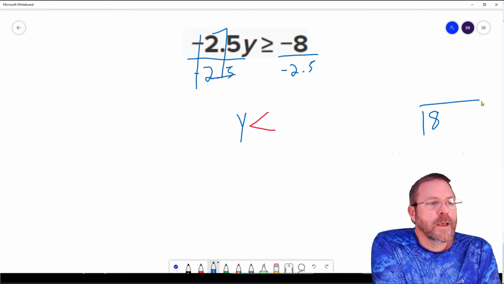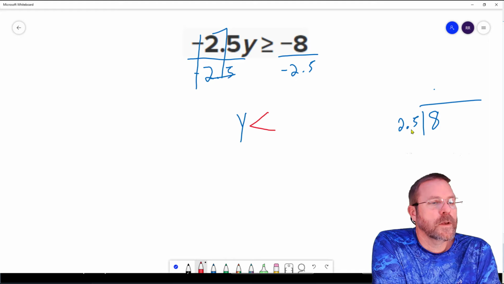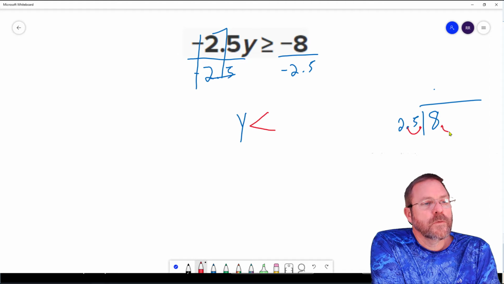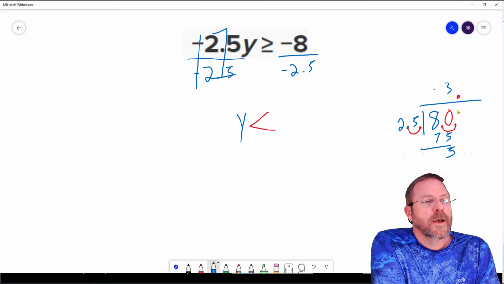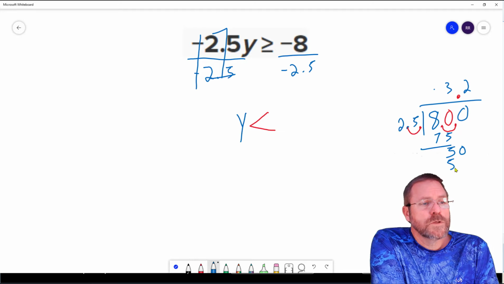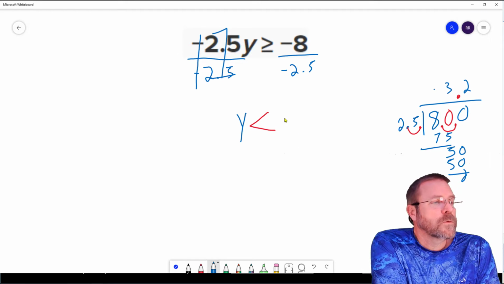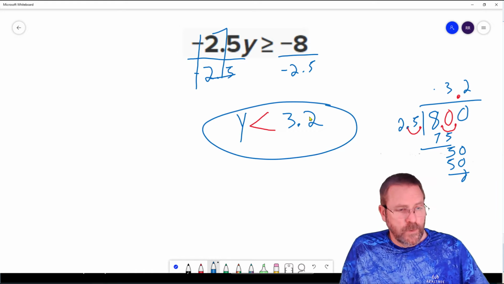Now I'm going to come off to the side and do some scratch work. 2.5 goes into 8. Well, first we need to bounce that decimal against the wall. The decimal inside the house goes the same number of times to the right. Annex zeros and move it up. 25 goes into 80 3 times, which is 75. Subtract that out, you get 5 left over. Annex in a 0 and bring it down. 25 goes into 50 2 times, which is 50 with nothing left over. So our answer is going to be that y is now less than, a negative divided by a negative is a positive, so a positive 3.2.